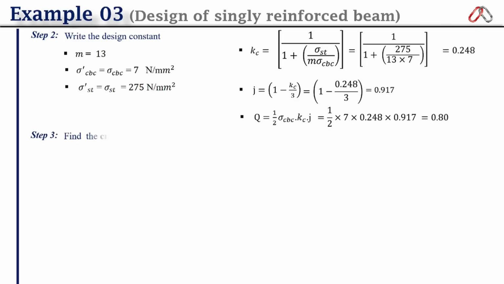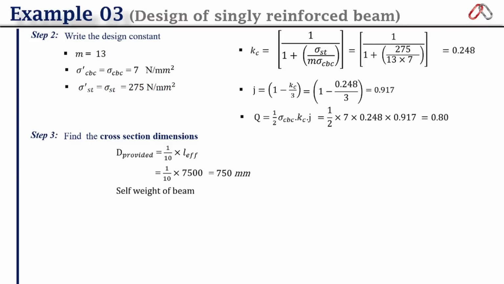The next important step is to find the cross section dimension. As I have told you in the design steps, first we have to assume D provided as 1/10 of effective span, and it will be 7500 upon 10, and the value will be 750 mm.